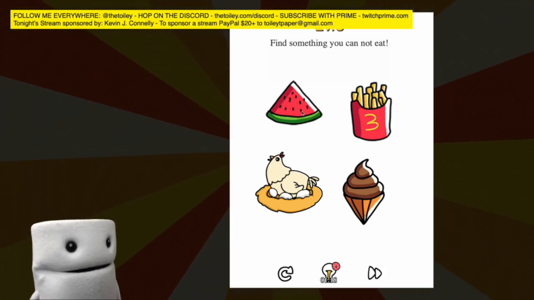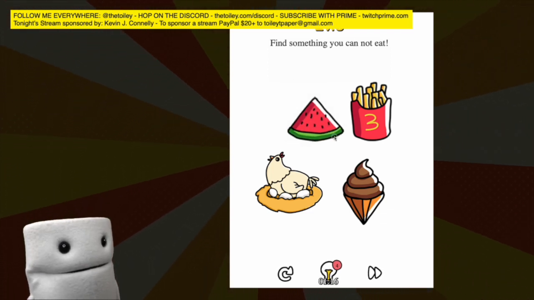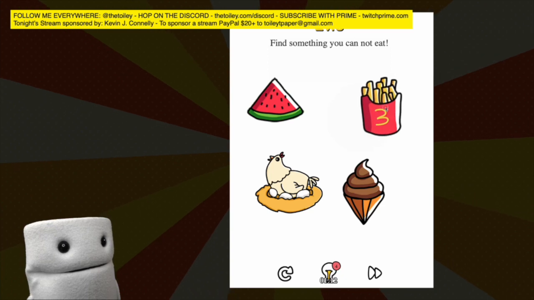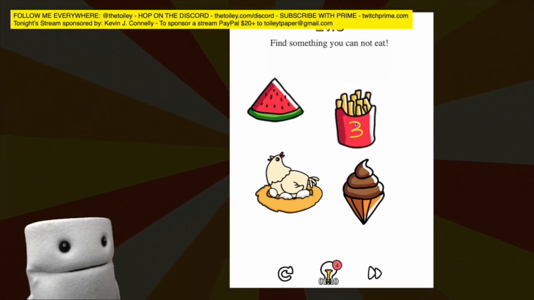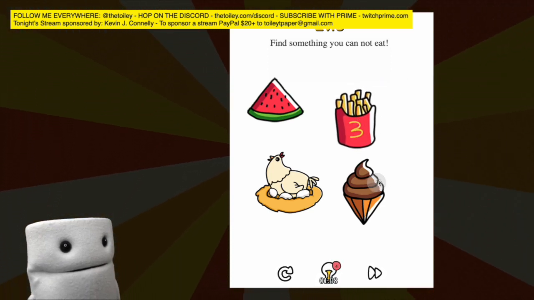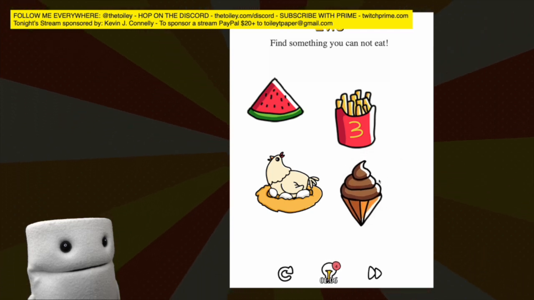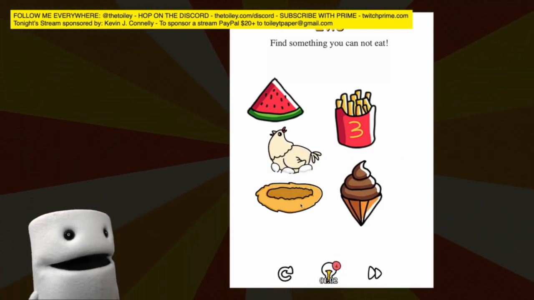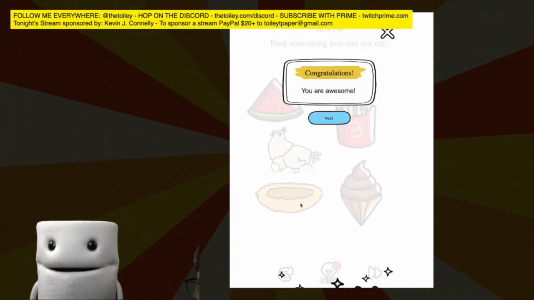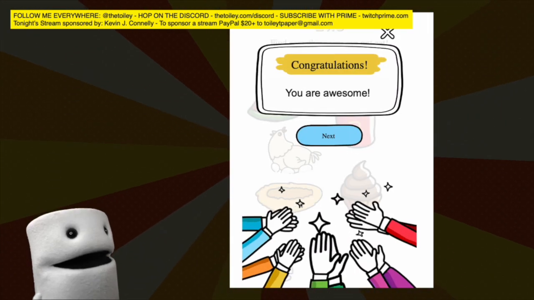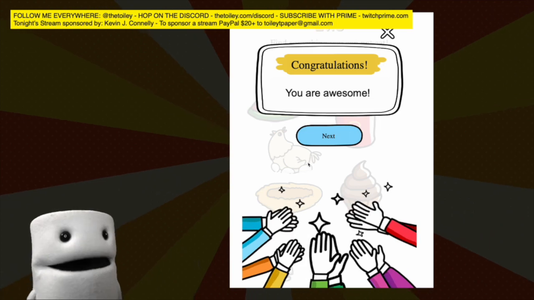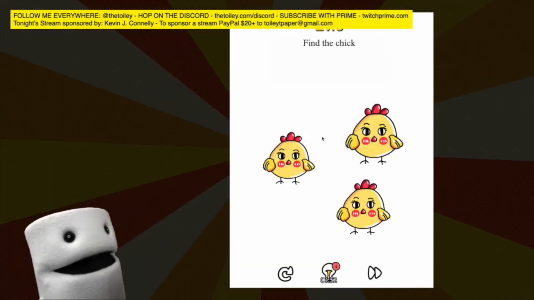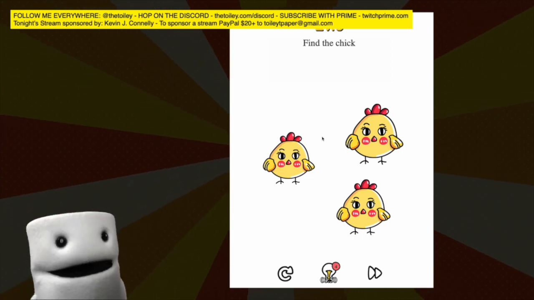Now, I'm just going to move these. I'm not clicking on them. I'm not picking them. It's the nest. Son of a bitch. Yeah, I would think, because you can't eat the paper. Find the chick.